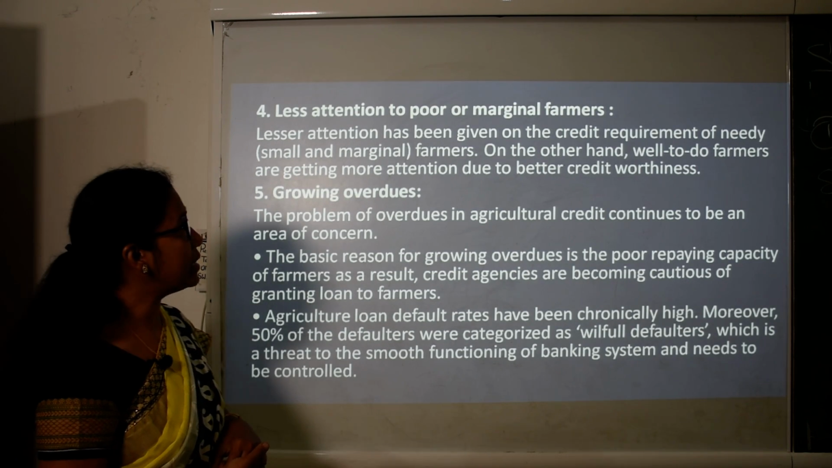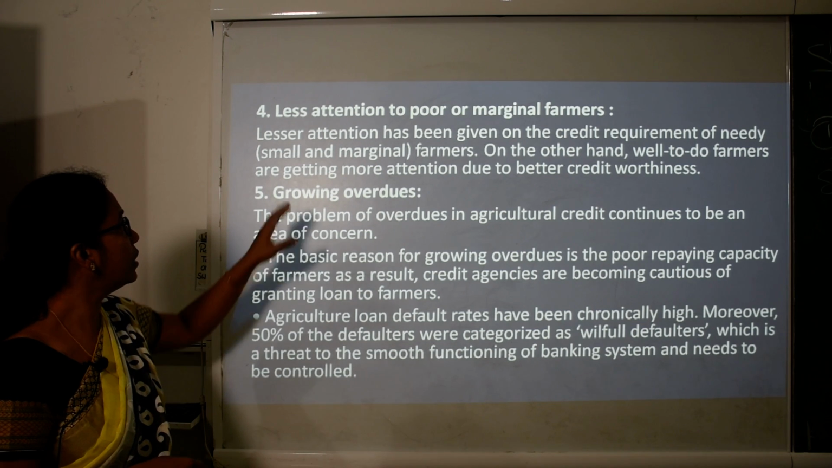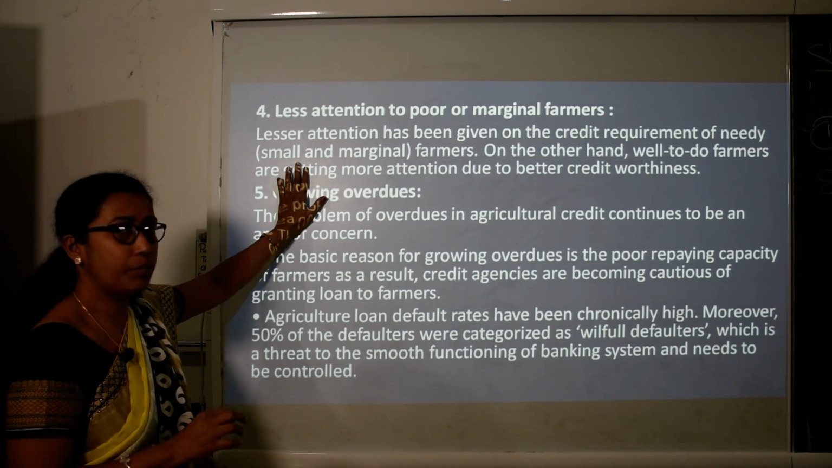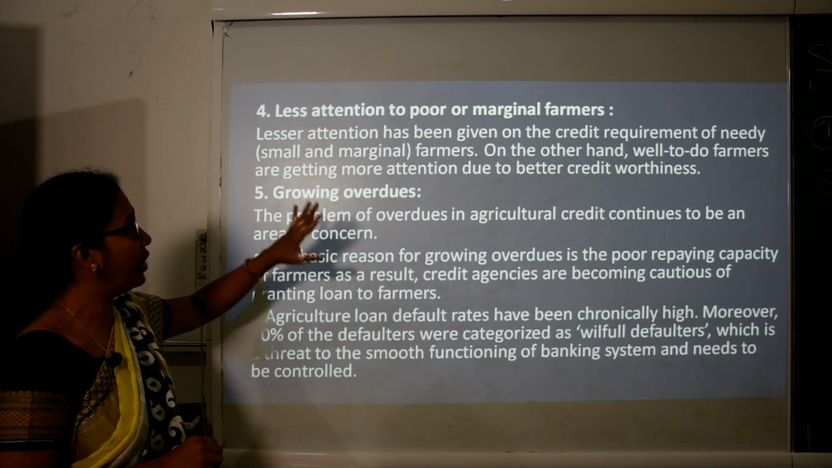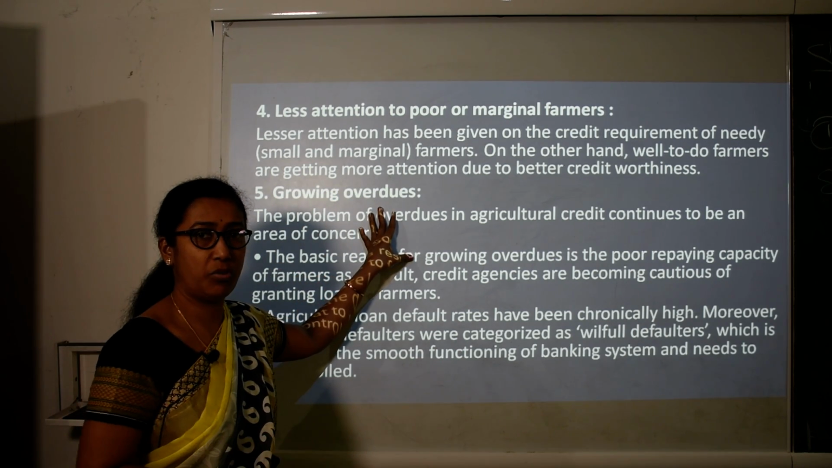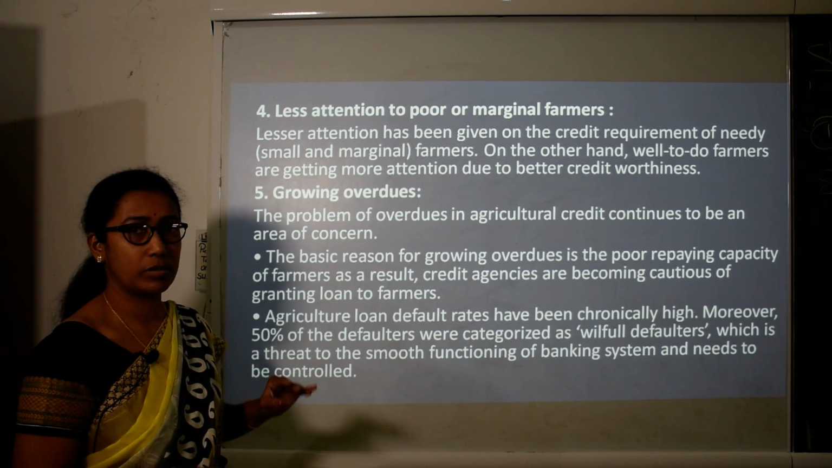Then the next drawback is less attention on poor and marginal farmers in terms of providing loans. Lesser attention has been given to the credit requirement of needy people, and here needy people are small and marginal farmers. On the other hand, well-to-do or rich farmers are actually getting the benefit of such facilities or creditworthiness. Fifth is growing overdues.